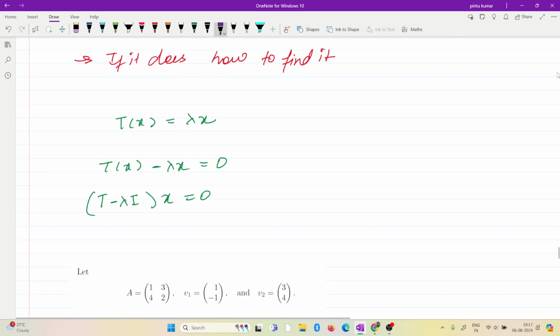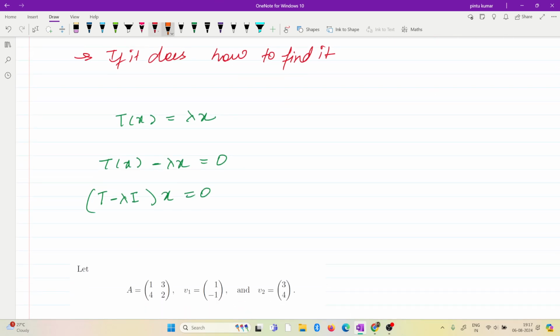Now the question is, let's say you have a linear transformation T. Does there exist a vector x for which T of x doesn't change its direction, but just scales it? So it is lambda x. This is the question. So what is the set of vectors for which T of x is equal to lambda x? If such an x exists, that x is called an eigenvector of that linear transformation.